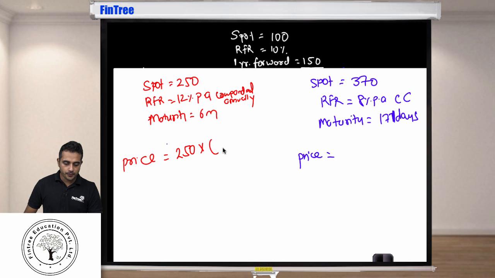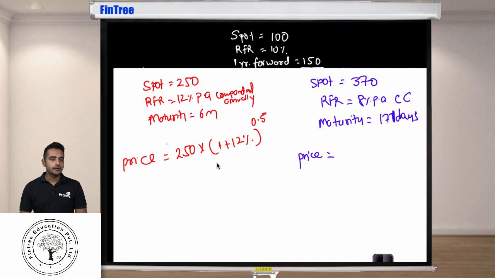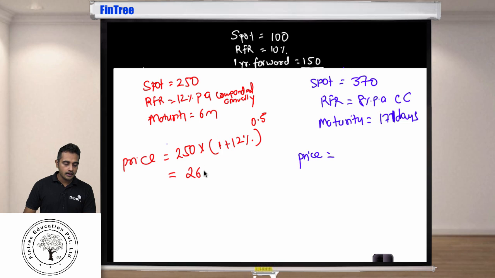250 into 1 plus 12% raised to 0.5. We would not say 250 into 1 plus 6%. Agree? 1 plus 12% raised to 0.5 is different than 1 plus 6%. So this number will come out to be 26.57. So this is the price of the forward contract.